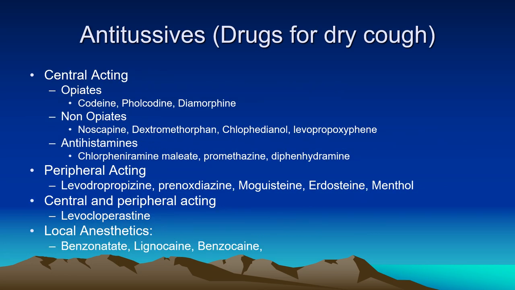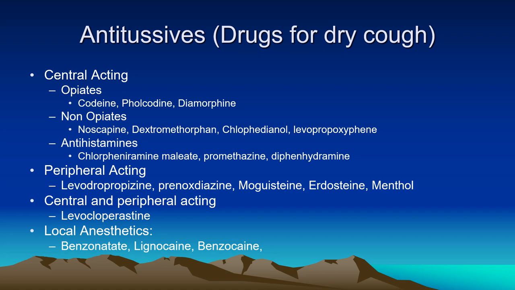Now, antitussives are the drugs which are used to treat or suppress dry cough. As I told you, there are conditions where dry cough should be suppressed. A large group of drugs are there. Many of them are centrally acting, belonging to the morphine group. Some are not related to morphine. Some are antihistaminics. Now, these three groups I will discuss.